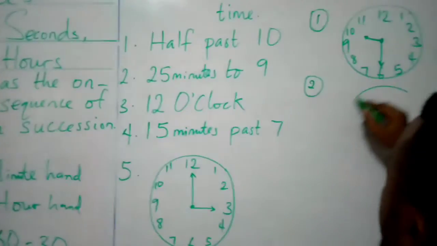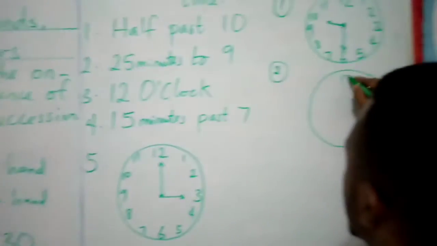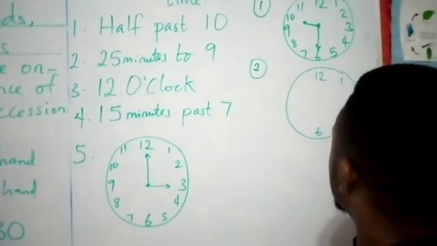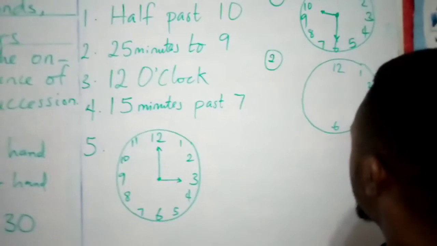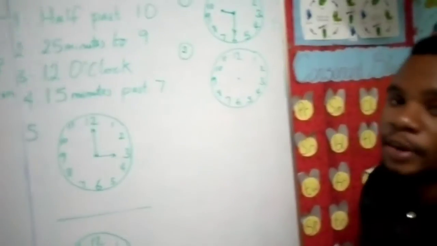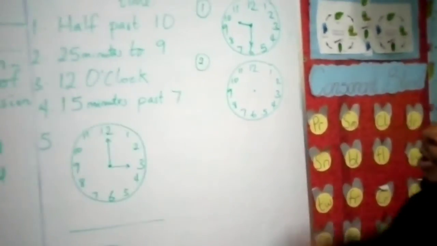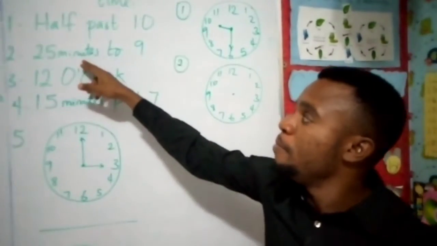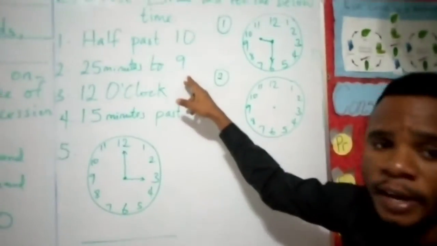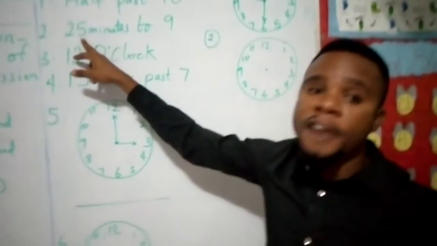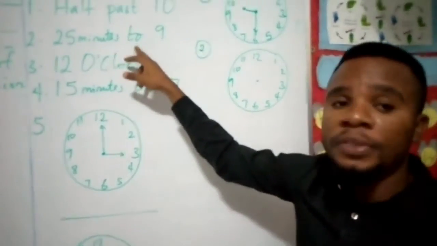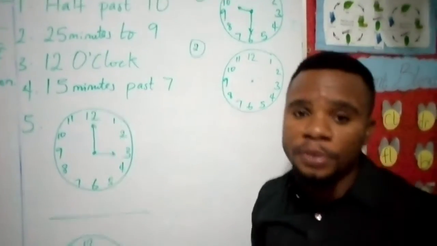Remember, I draw my clock, numbering from 1 to 12. Good. Remember to put your center where your minute and hour hands start from. Now listen to this. 25 minutes to 9. 25 minutes to 9. Now where is your to?